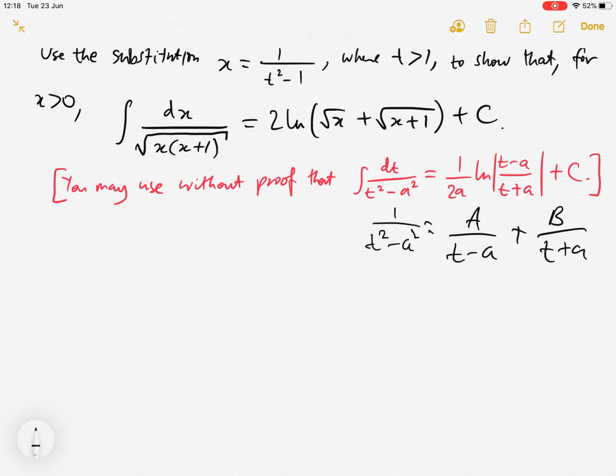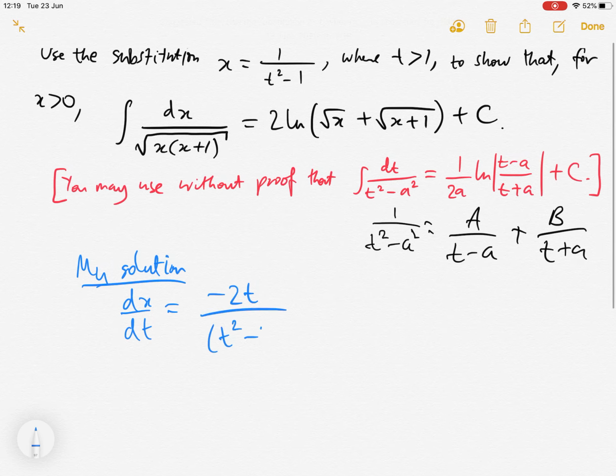So let's just start by differentiating. So my solution, let's start by differentiating our substitution. Let's work out dx by dt. The way we're going to do that is the quotient rule. The top is 1, so the derivative of the top is 0, and the derivative of the bottom is 2t. So we get minus 2t times 1 over t squared minus 1 squared.